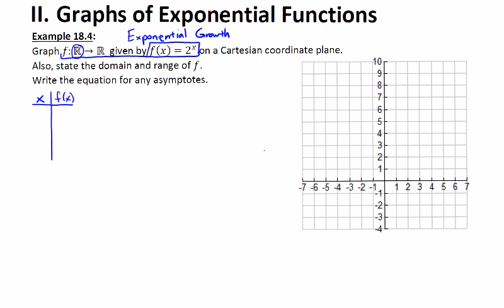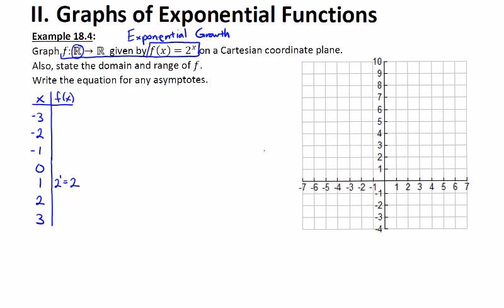I will select the following values: -3, -2, -1, 0, 1, 2, and 3. This should give us plenty of ordered pairs to have a good understanding of what the behavior is going to be for the exponential growth function. The value that I'm going to start with is 1. So if I plug in 1 to the equation, I would have 2 raised to the first power, which is just going to be 2.